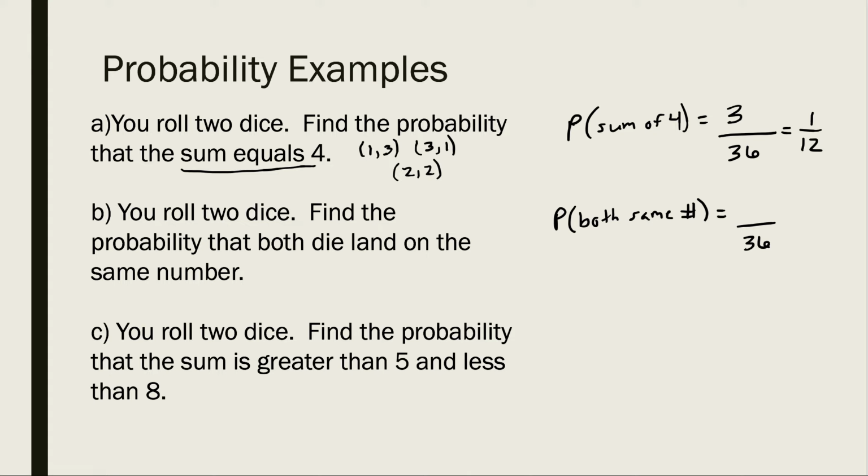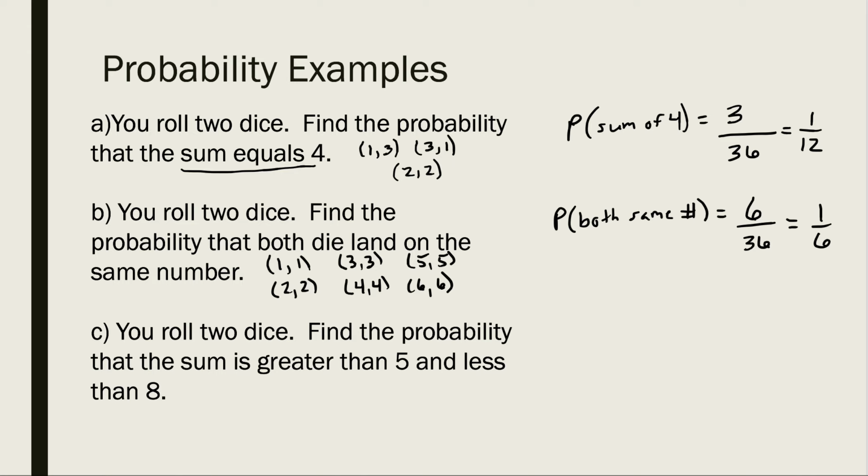All right, so how many ways can both die land on the same number? Well, that would mean that we had rolled like a 1 and a 1. Or we rolled a 2 and a 2. Or a 3 and a 3. 4 and a 4. 5 and a 5. 6 and a 6. So those are the only ways that we can roll things where both of the numbers are the same. So how many ways can that happen? There are 6 ways that that can happen. So our probability is 6/36, which is going to reduce to 1/6.